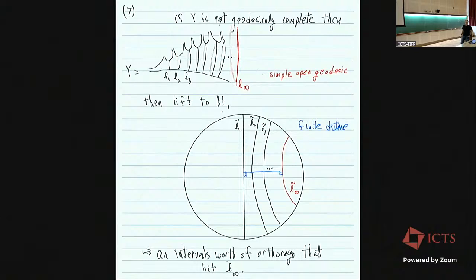Right, you can project these points onto here, and there's an interval's worth. The point is, there's an interval's worth of ortho rays that have to start here and hit here in a finite amount of time, right? But that's a contradiction, because there's a dense set of points that start on L1 that never get out there. Each one stays in some compact part. Okay, so again, wild geometry.